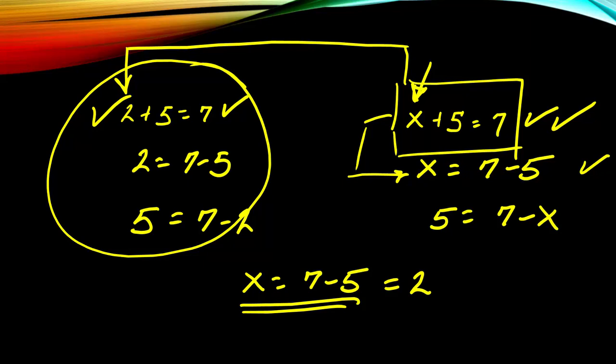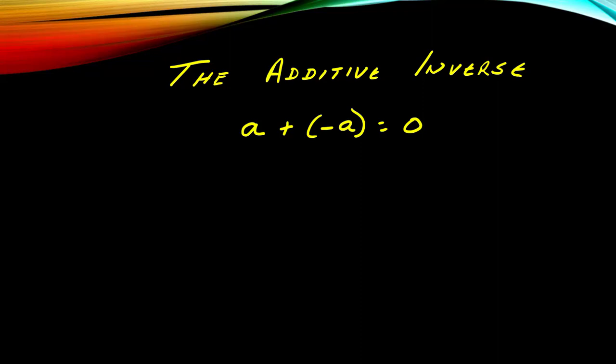And to do that, we have a set of rules called the properties of the real number system, and there's a video on my channel that talks about that, but we're going to introduce one of those now that's used very specifically for these types of equations where we have a letter plus or minus a number equals another number. And that property is called the additive inverse.